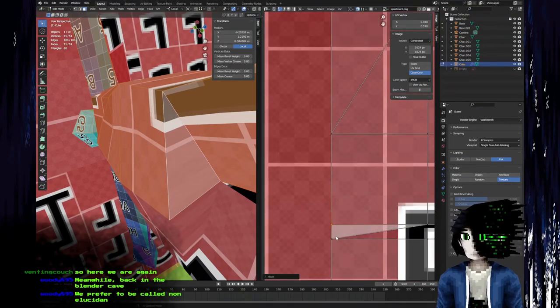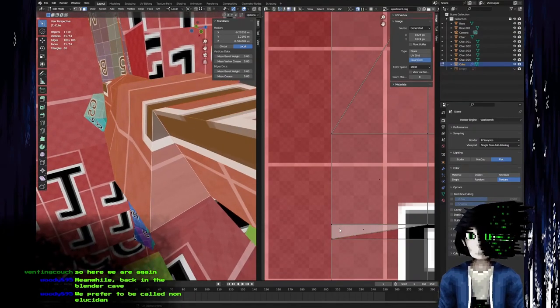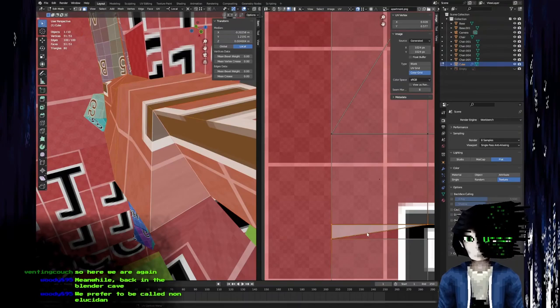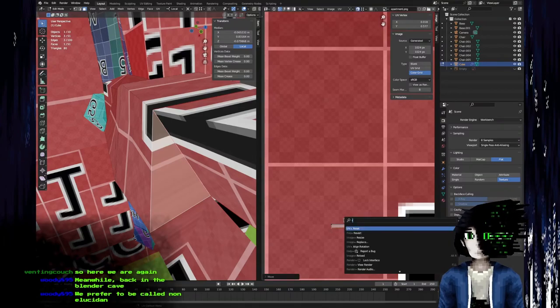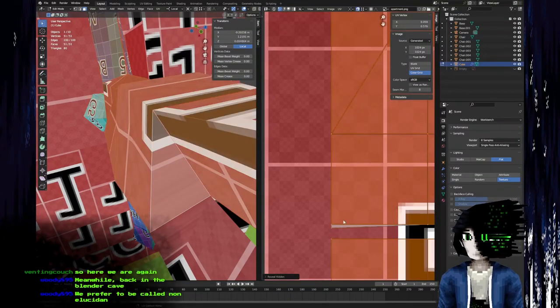As long as there's something there and it's vaguely the right color, oh, I accidentally merged two triangles together. As long as it's roughly the right color, which is going to be basically black because it's so dark, it should be good.